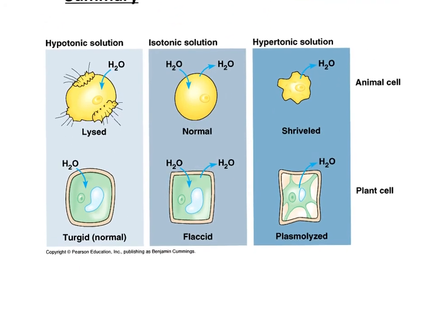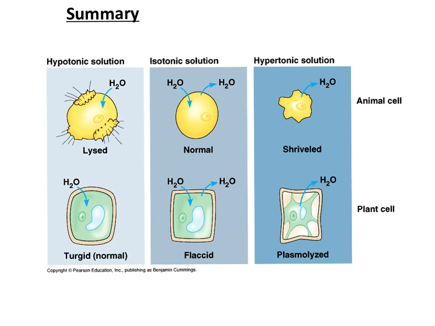To conclude here, there's three situations the cell can find itself in. One in which the cell gains water, water flows in. One in which the cell loses water, water flows out. And one in which water is moving equally in and out of the cell. Isotonic would be best for the health of a cell.